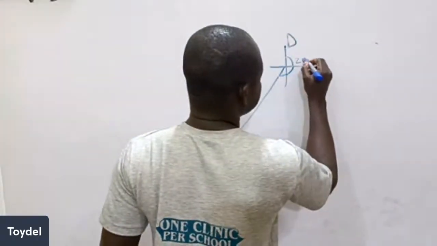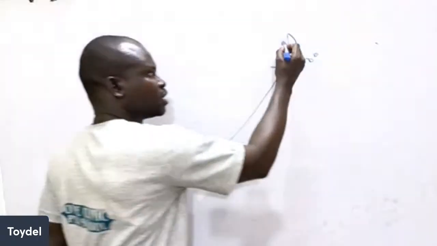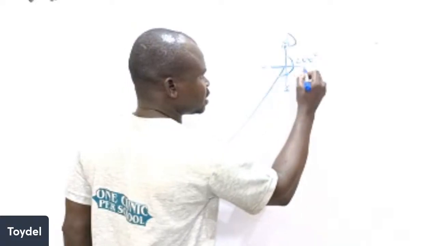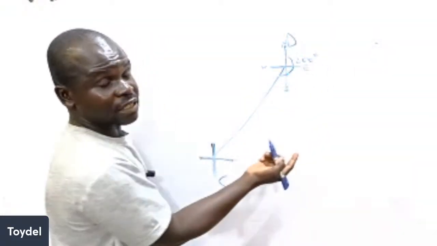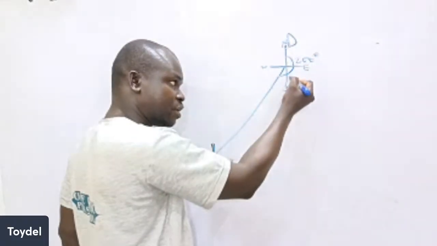So here is 200. That's what we do. From north, this is north, south, west, east. No, these are 3-digit bearings. So I said strictly you must start from the north.